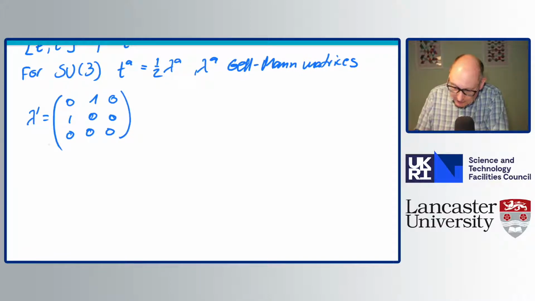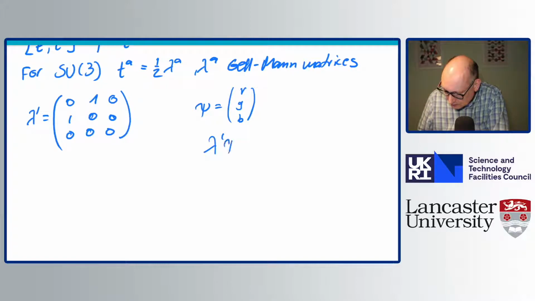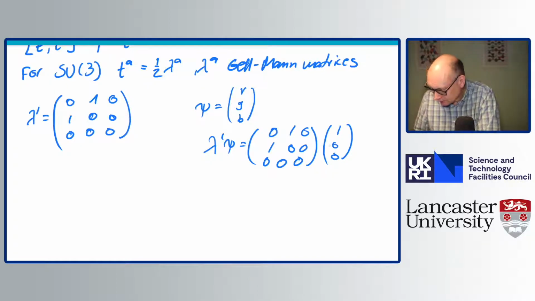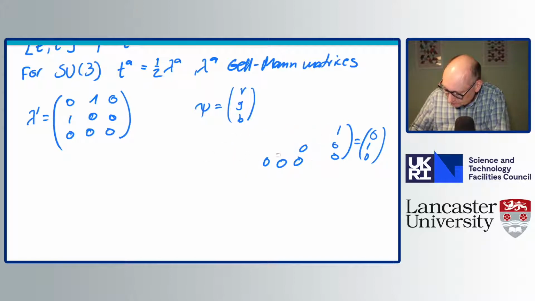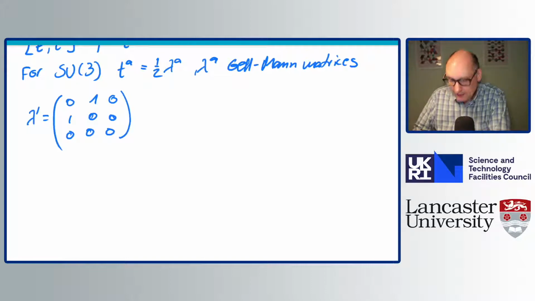So what does this mean? Well, it means that lambda operates in color space. So imagine that psi has three fields. We can call them red, green, blue. And then lambda on psi would turn a field which is green into something that is red. Let's try. 0, 1, 0, 1, 0, 0, 0, 0, 0. So if a field starts off red, then that becomes 0, 0, 0, 0, 0. So when lambda 1 acts on a red field, it becomes green. So that's how the Gell-Mann matrices work.